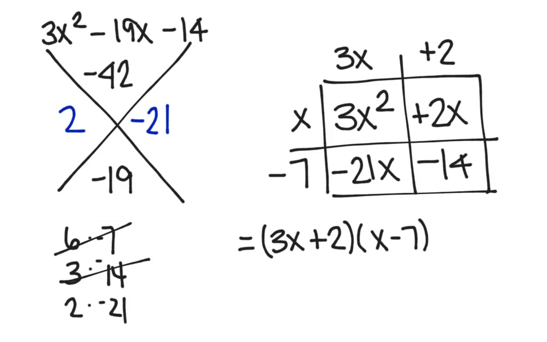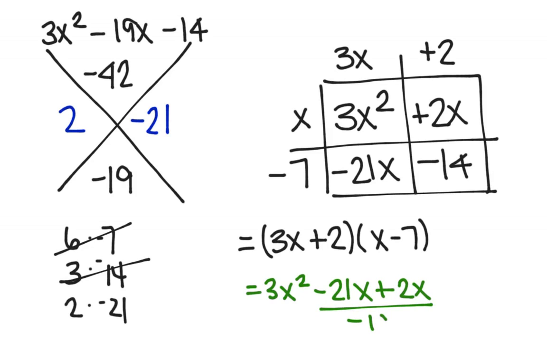Let's check her out, see if it works. 3x times x is 3x squared. 3x times minus 7 is a minus 21x. 2 times x is plus 2x. Add those up. There's the negative 19x I need. 2 times negative 7 is negative 14. That's good. Now, I know I said at the beginning I was going to do 2 more. Let's do 1 more so you can see that negative in action one more time.